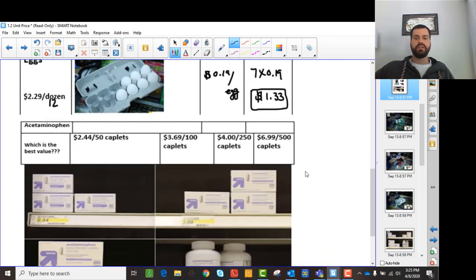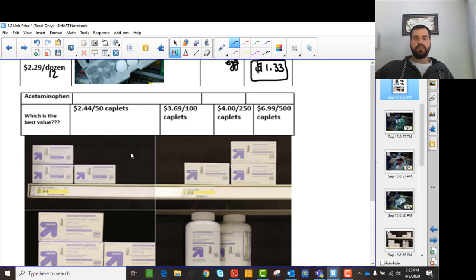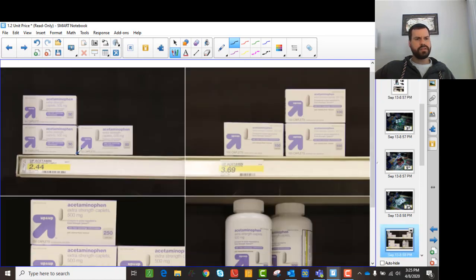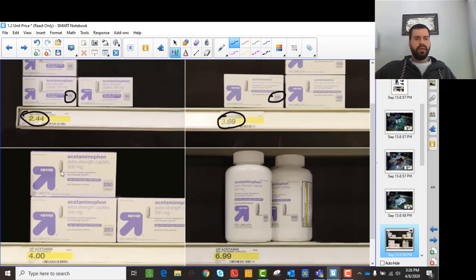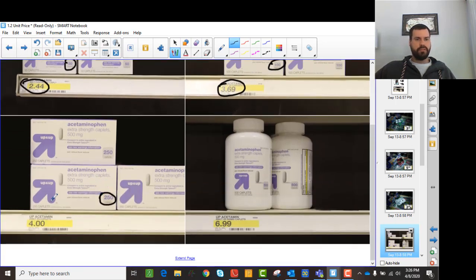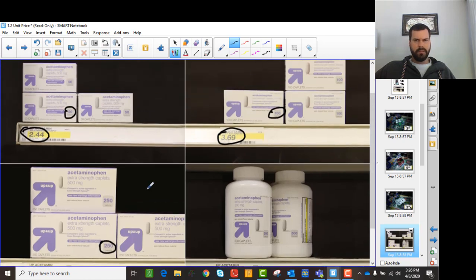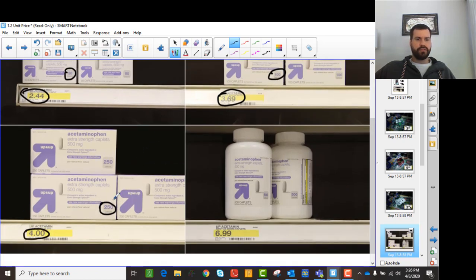The second way of looking at it is to compare prices. So if I look at this picture, you notice I have 50 here for $2.44. Then I have 100 for $3.69. And then I have 250, same thing. They're all 500 milligrams, right? But this guy now is $4 for 250 of them, or there's 500 caplets here, or 500 there you can see, for $6.99. And the question is, okay, what is the best unit price? In other words, how do I compare to get the best deal?